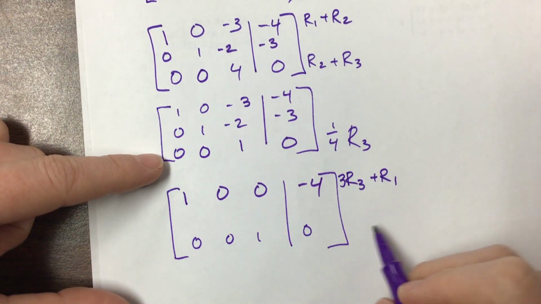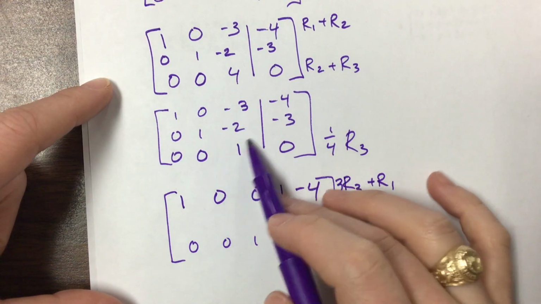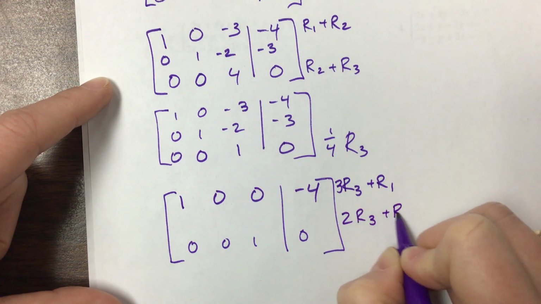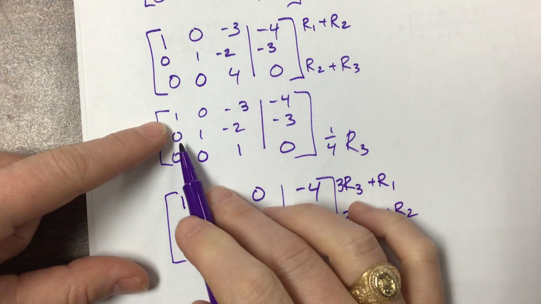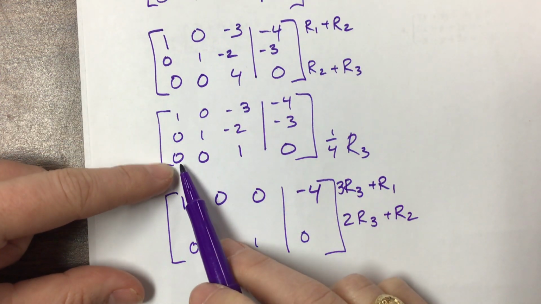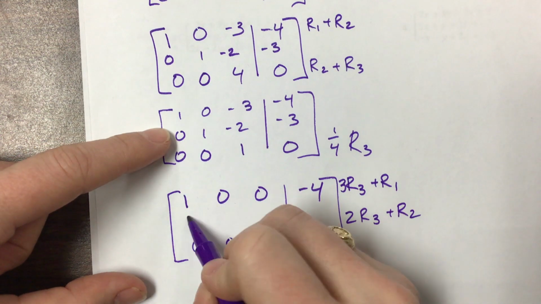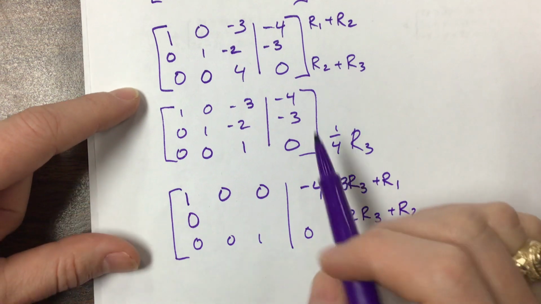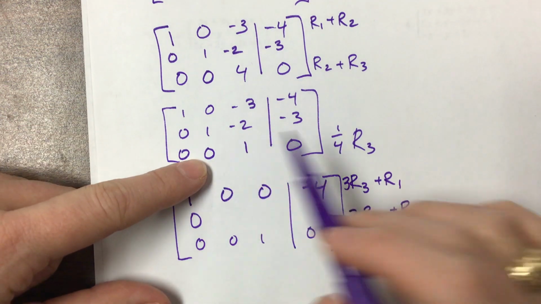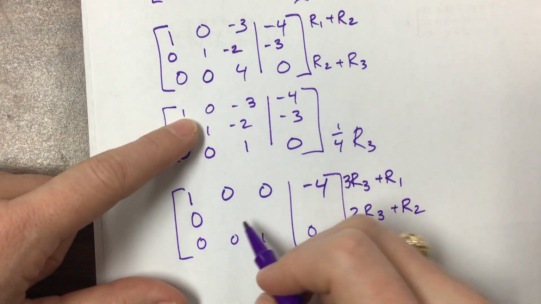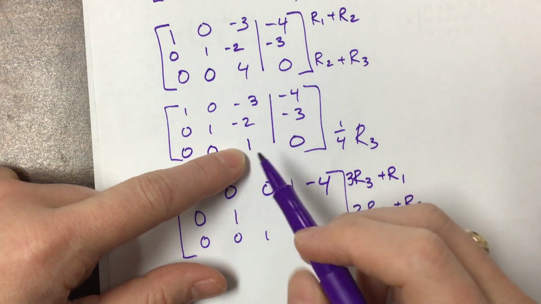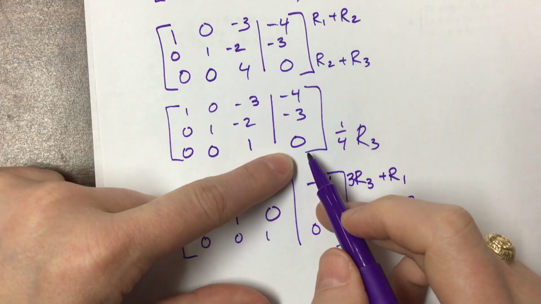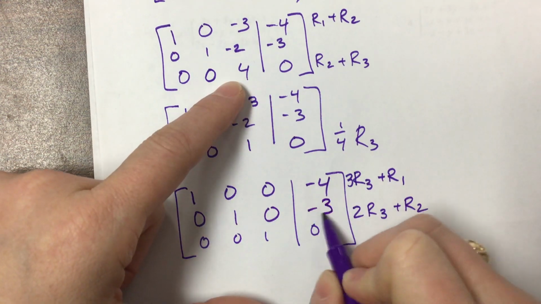And now I want to get rid of this, so I can multiply here by +2. So 2 times row 3 plus row 2. So 0 times anything is still 0. 0 times 2 is 0, plus 0 is 0. I should not be getting new values in the area that I've already worked. 0 times 2 is still 0, plus 1 is still 1. 1 times 2, 2 plus -2 is 0. 0 times 2 is still 0, and that's a -3.